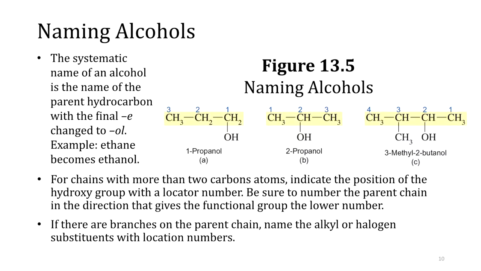So for example, in this figure C, you can see that the longest chain is a 4-carbon chain. The OH is attached such that we want to make that number 2. So this is going to be a derivative of 2-butanol. And in this case, you can see that there's a methyl group attached to position 3, so we would call this 3-methyl-2-butanol.